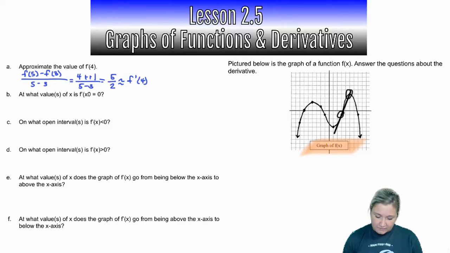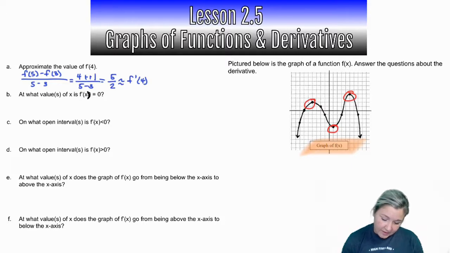So approximately 5 over 2. And then at what values of x is f prime of x equal to 0? So where is the slope of my tangent line going to be 0? Well, those are going to be at your relative min and max. So here and here, and one more place, which is going to be right here.